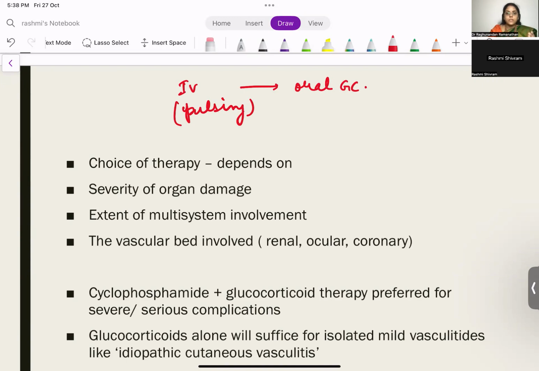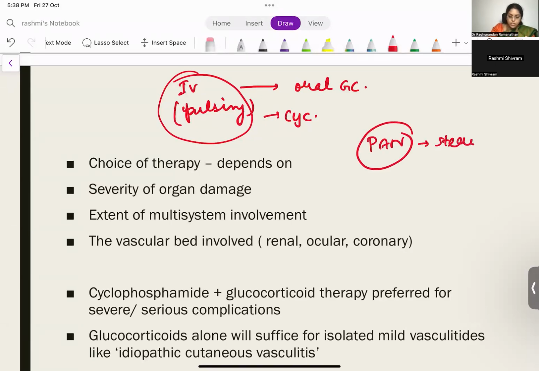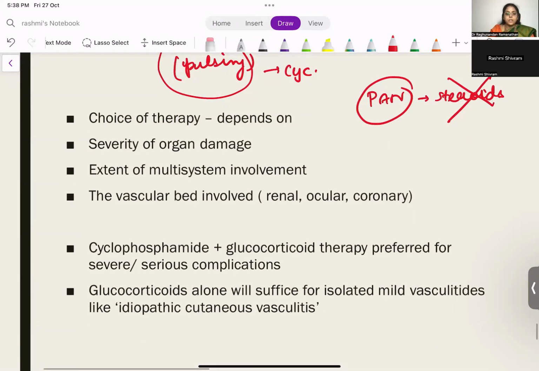Along with that, you can add a second line agent like azathioprine, methotrexate, cyclosporin or cyclophosphamide based on the patient's condition. But when the patient is having very severe complications, along with this pulsing, you must definitely give the patient cyclophosphamide. Then what happens in PAN? I told you the patient has poor prognosis because the patient is not responding to steroids. But in patients having mild disease, glucocorticoids alone will be sufficient. You initially give a high dose and then you taper gradually.